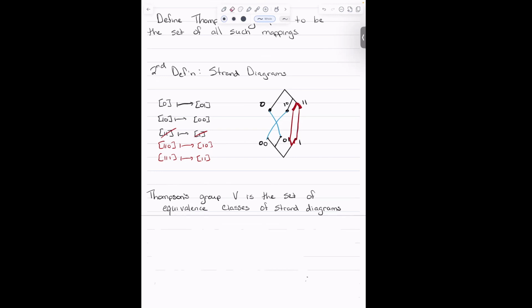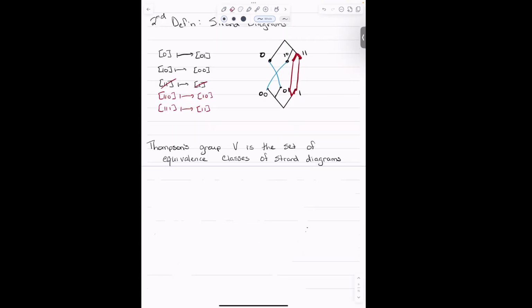Can I ask a quick question? I somehow remember there was some other definition related to these Thompson groups based on piecewise linear functions on dyadic intervals. Yeah, that's right. That's right. So let's see.